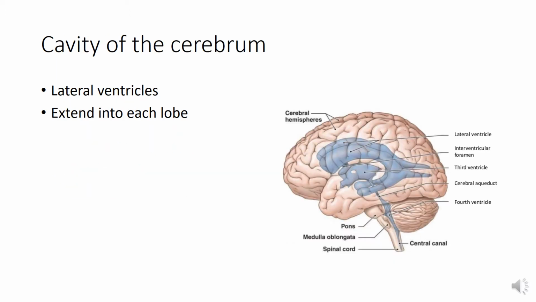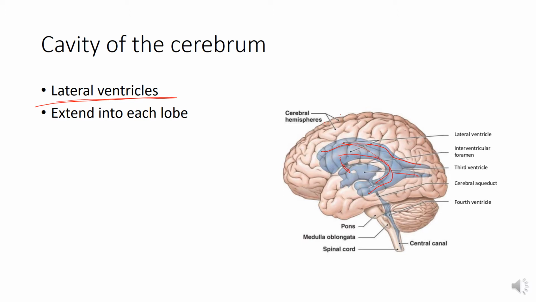As we have discussed before, every part of the brain and the spinal cord has a cavity inside, which is the remnant of the cavity of the neural tube, and the cavity of the cerebrum is the lateral ventricles. There are two cavities in each hemisphere. You can see this one lateral ventricle and the other lateral ventricle, and they both open into the third ventricle through the interventricular foramen.